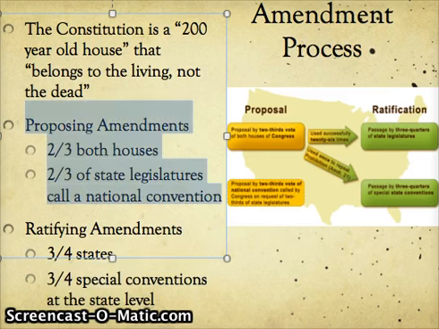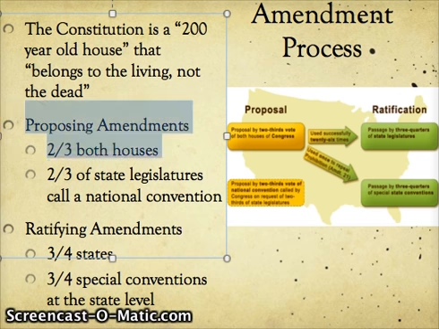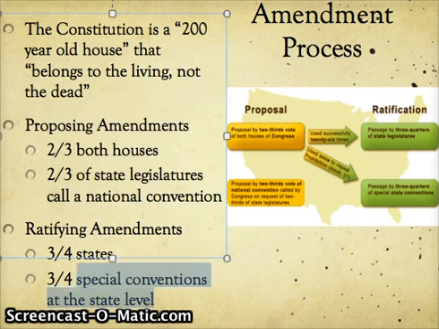Now, this whole amendment process is a great example of federalism at work. So if a faction were to take over at the national level, they couldn't amend the Constitution. They need the states to also agree to that change, and vice versa. So you can't have a faction take over one of the levels of government and tear apart the Constitution.